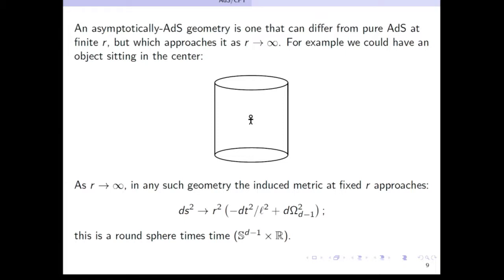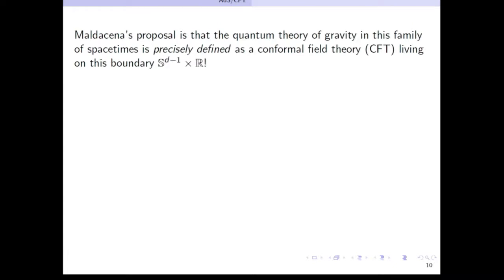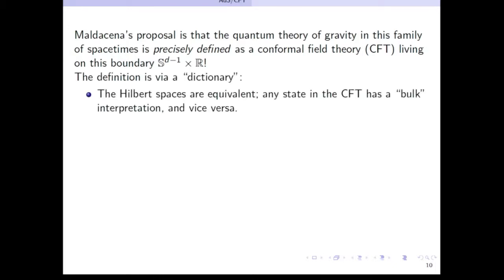Okay. So what? Well, the so what is that we have this great proposal from Maldacena that quantum gravity in these asymptotically AdS spacetimes is really defined non-perturbatively as a conformal field theory which is living on this boundary of the cylinder, or boundary cylinder, I guess it depends on your term. Okay, so now, precisely defined, what does that mean exactly? Well, here's what it means.